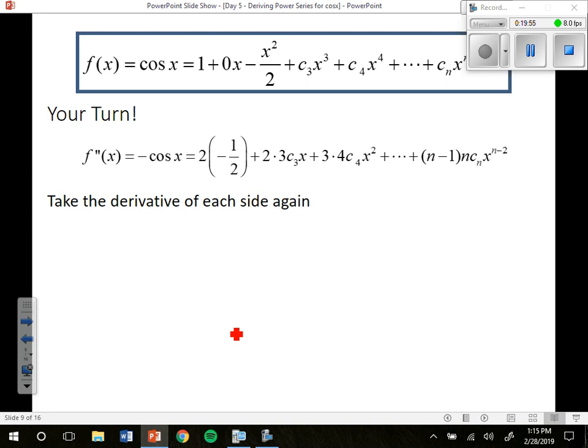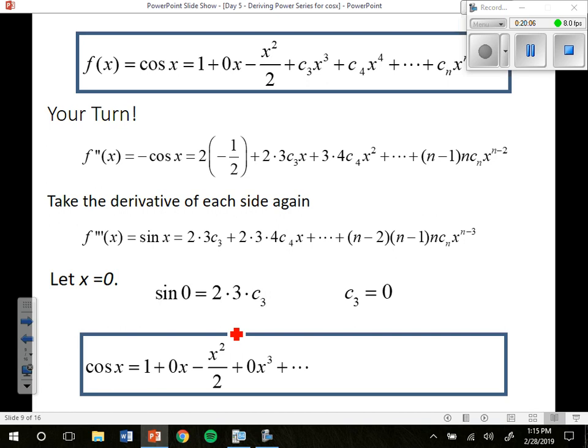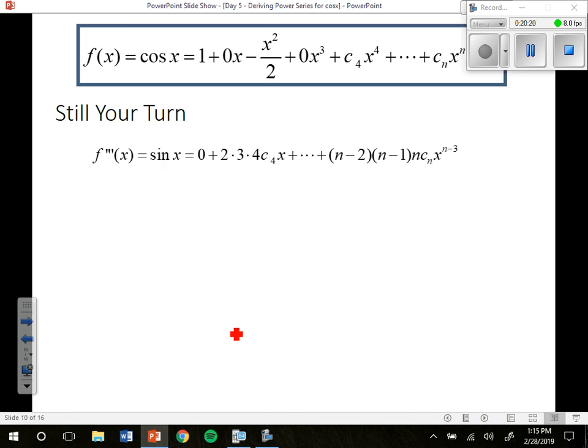Okay, so we're going to take the derivative of each side again. What do you get for C3? Sine 0 equals 6C3, which means C3 equals what? What do you think is going to happen every other term? Why? Because it's sine and you're plugging in 0. Do you see that? So we can already say that we don't have any odd powers in this. Because it's always going to flip back to sine. So it's going to go between positive and negative. So we already see that this series might be what? Alternating. But I want you to try to find this next one. This next one's not going to be 0. So keep going, and see if you can find C4.